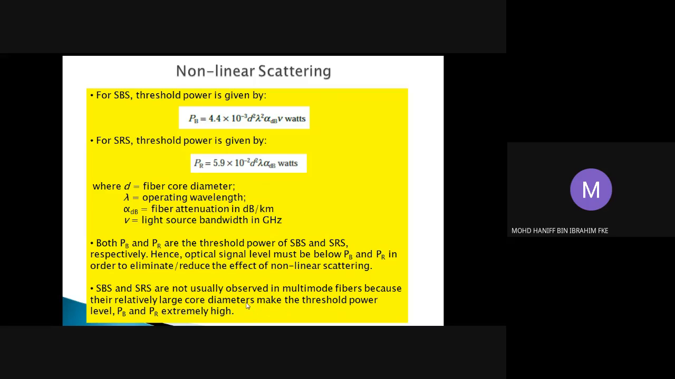Yes, will be very high, so the pump laser power will definitely not achieve this threshold power. So by that we can say that for multi-mode fiber, this effect of nonlinear scattering is not that critical. It can be ignored in multi-mode fiber applications, but it is critical, it is severe, in the case of single mode fiber transmission. Hopefully you are clear about this statement?